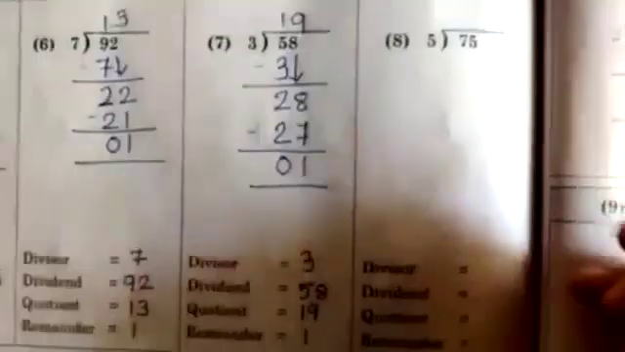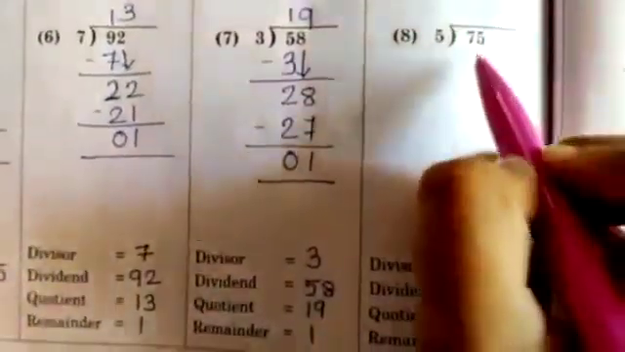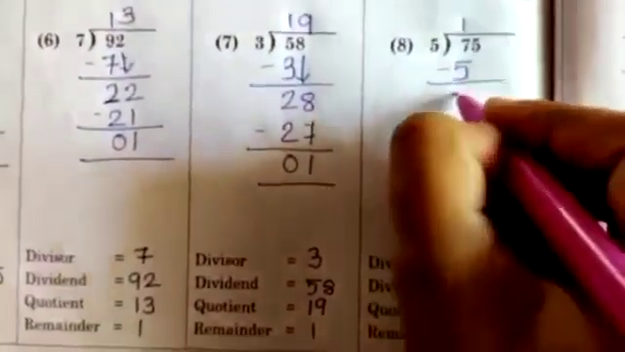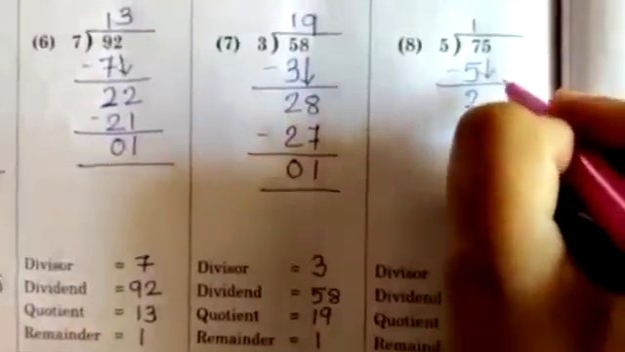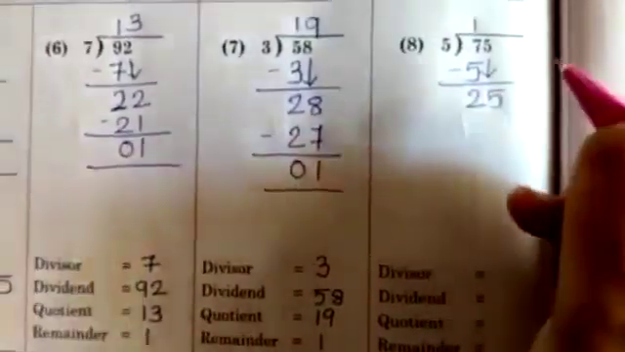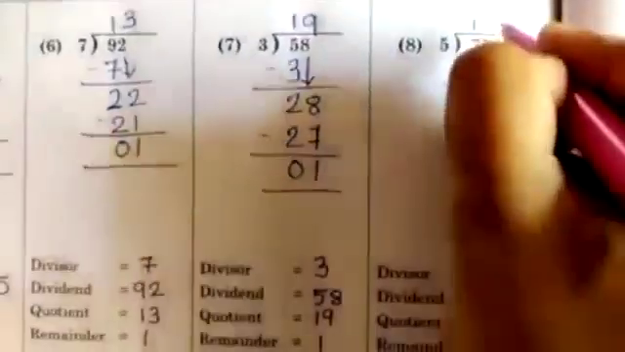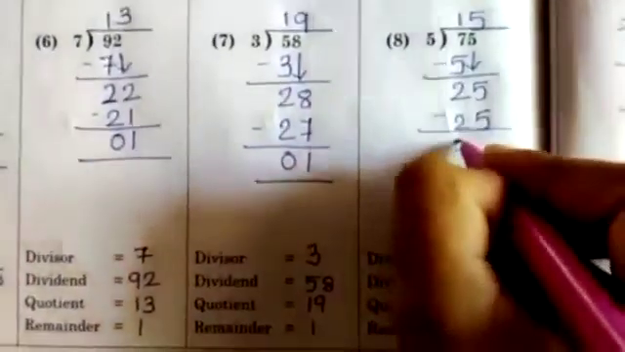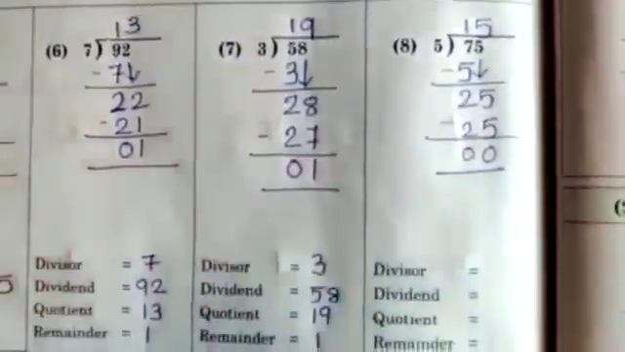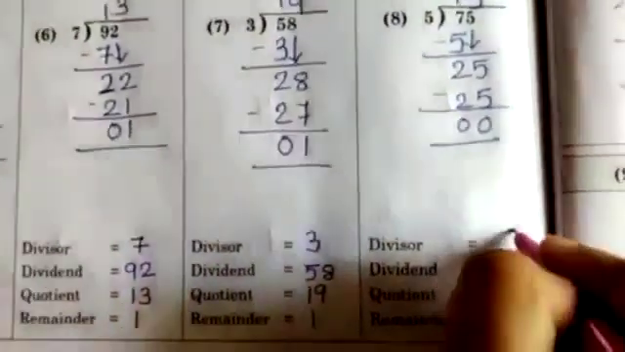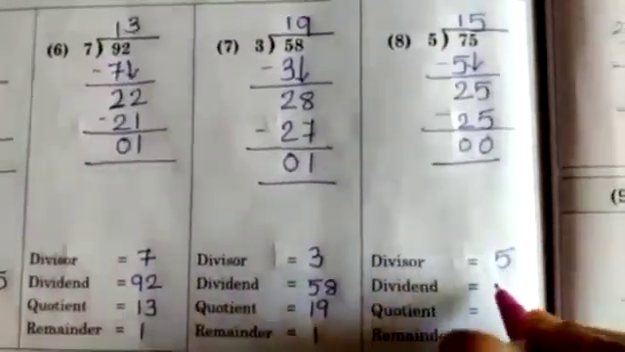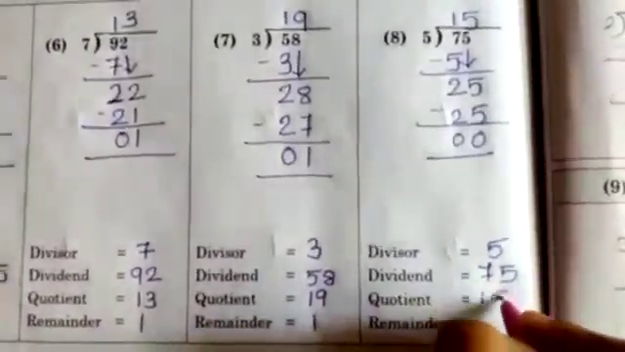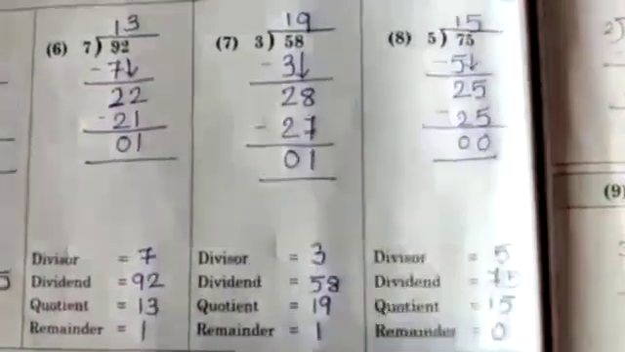Okay. Eighth one, it is 75 divided by 5. So again you will take 5 ones are 5. So 7 minus 5 is 2. This 5 will come down. Okay. So that is 25. So 5 fives are 25. That is 25 minus 25, it is 00. Divisor is 5. Dividend is 75. Quotient is 15. And remainder is 0.